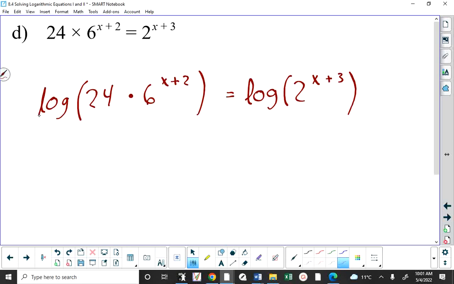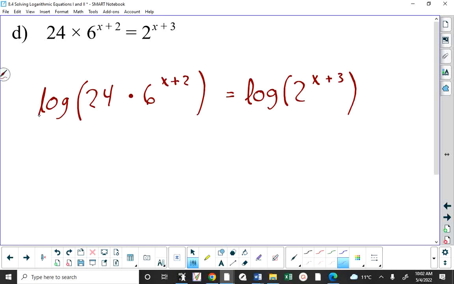Okay, why can I not move that x plus 2 down in front? So let's get that out of the way first. You cannot move the x plus 2 down in front. That's right. That argument has 2 factors, and that x plus 2 is only being applied to one of them. It's being applied to the 6 and not the 24.